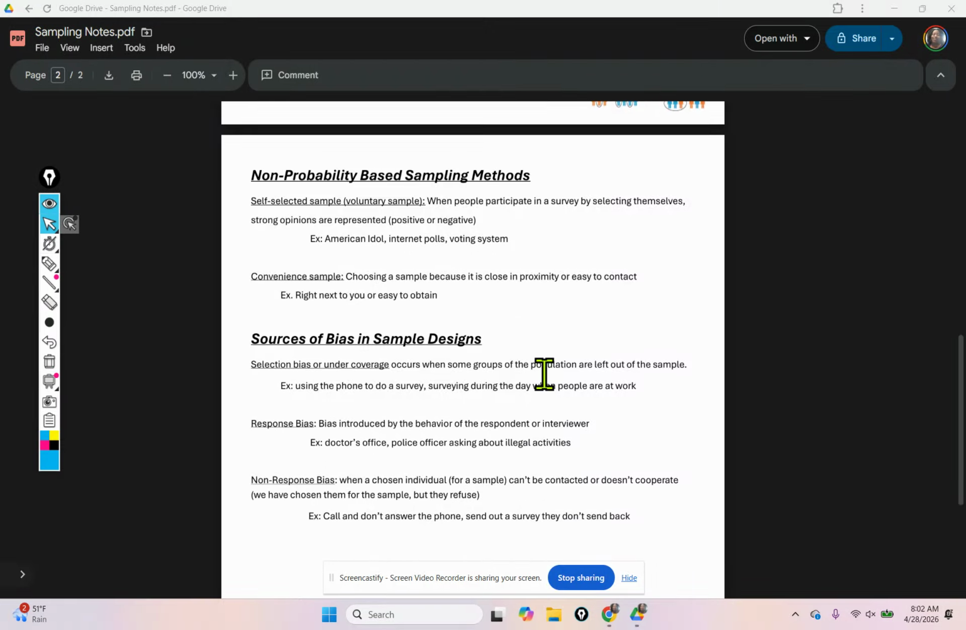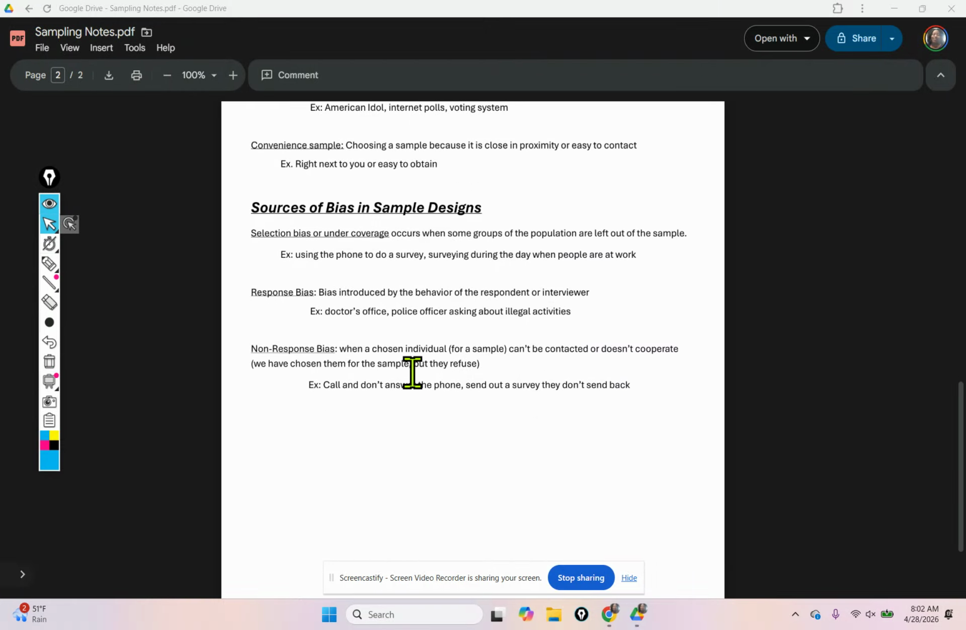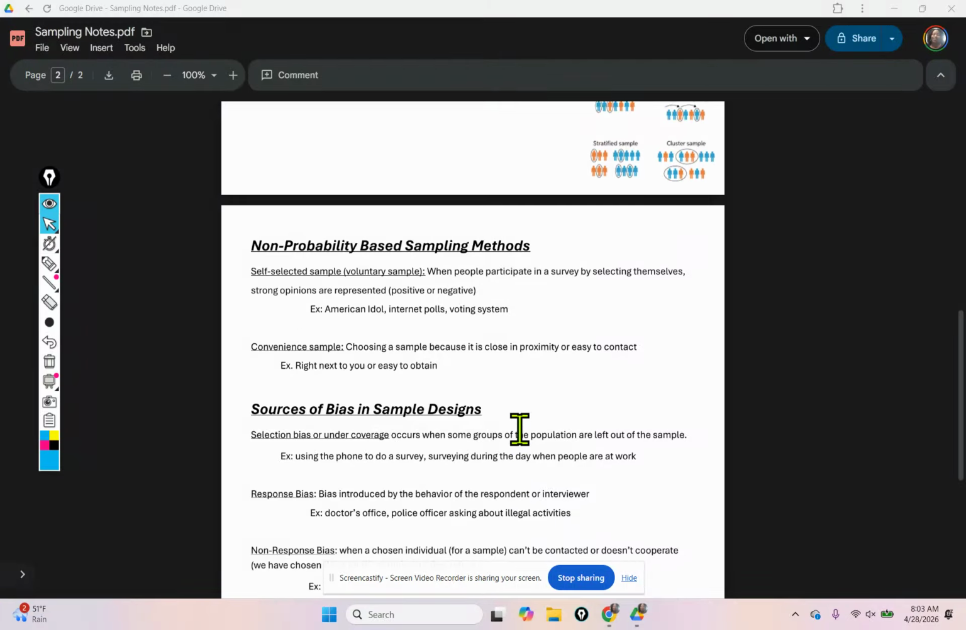Non-response bias would also be when you're choosing an individual to be a part of your study and they don't respond. So, for example, if you go to Burger King, McDonald's, or whatever your favorite restaurant is, and they have those surveys at the end that say, hey, if you answer these few questions, you can get $5 off your next order. Or if someone calls your phone, like those spam calls, and you don't answer, and you don't send a survey back. Those are the types of things that are non-response. You don't respond to it. Okay? So these are the types of sampling methods.